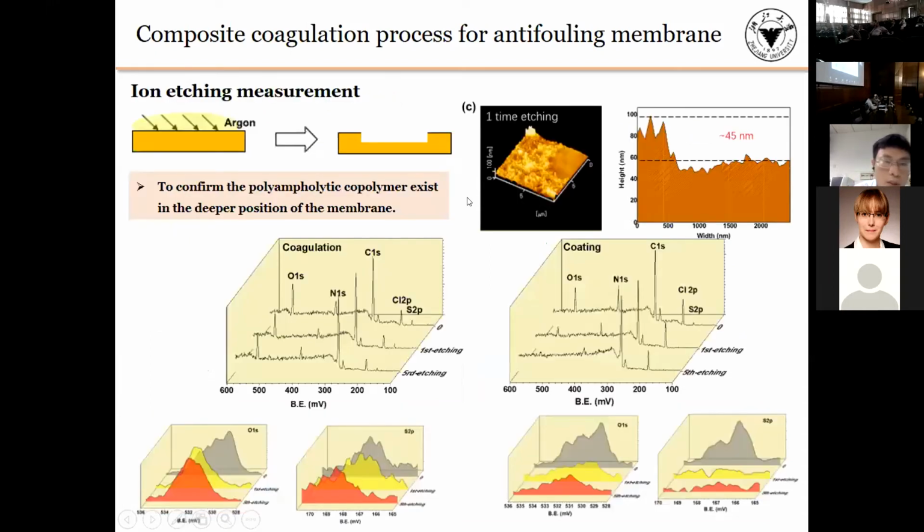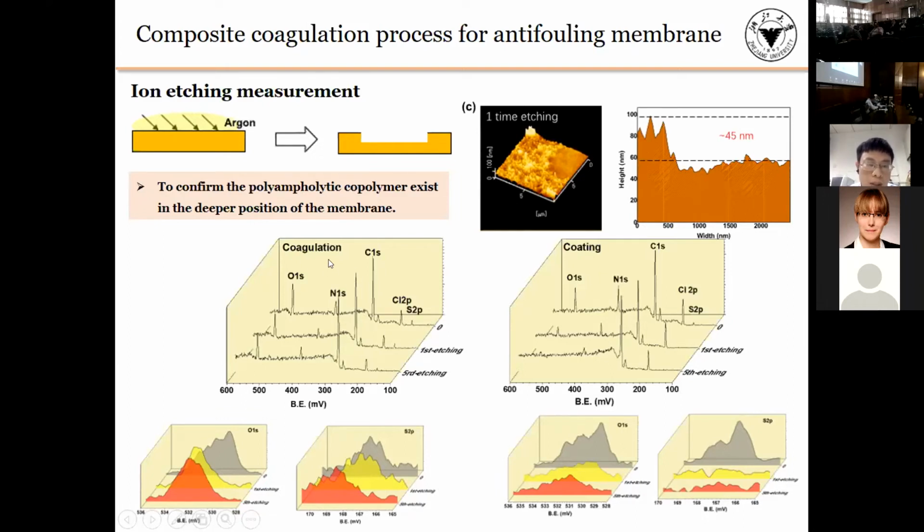In this research, we carefully studied the membrane matrix. We used the attenuated total reflection measurement. We used argon to peel the surface layer in the matrix. Actually, we found some very interesting phenomena.